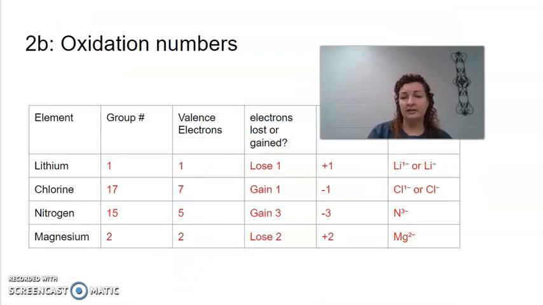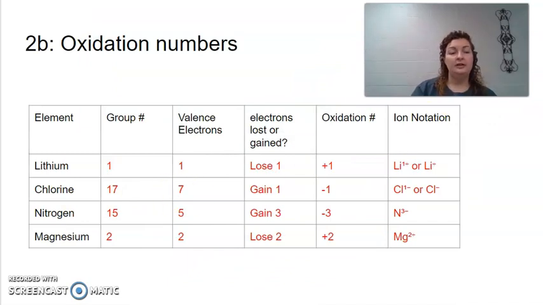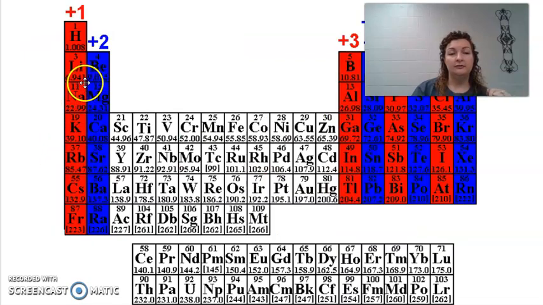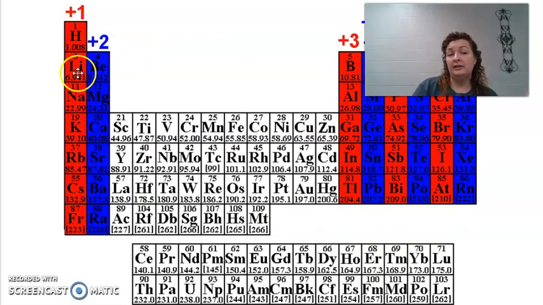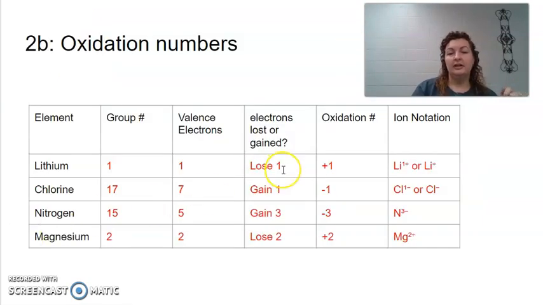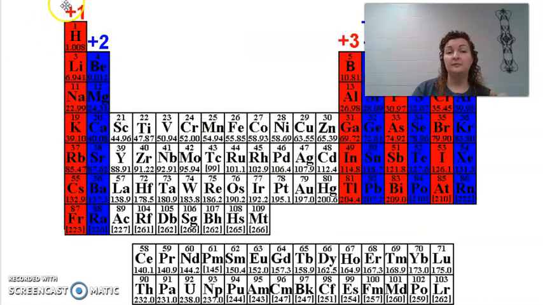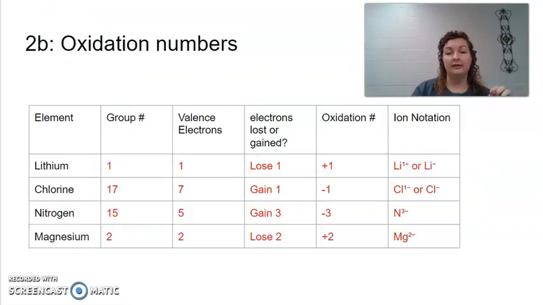So let's go and look at our table. We are starting with lithium. Lithium, I'm just going to flip back and forth, is in group 1. You can see that. Because it's in group 1, it has one valence electron, and it is going to lose 1 electron because it wants to get rid of it so that it can have the full octet underneath. Its oxidation number is +1 because if it loses 1, it's going to be left with a positive 1 charge after it's lost that 1 electron.